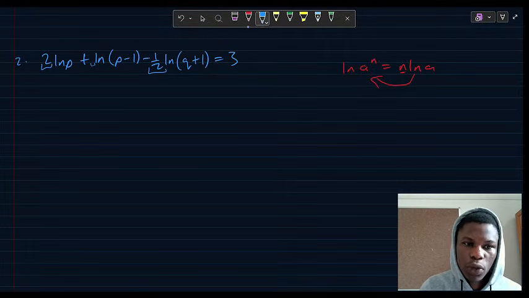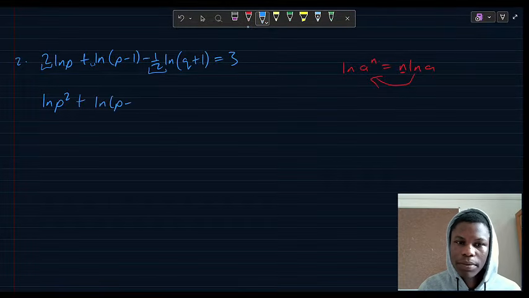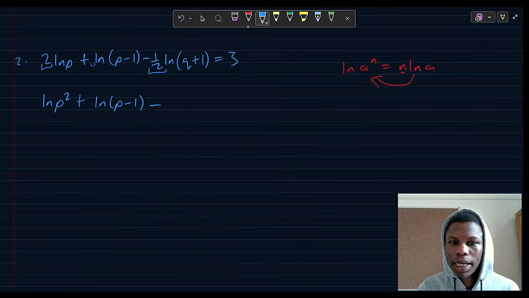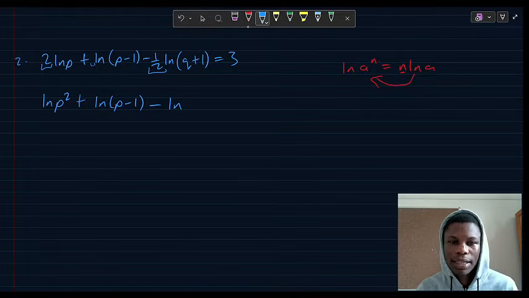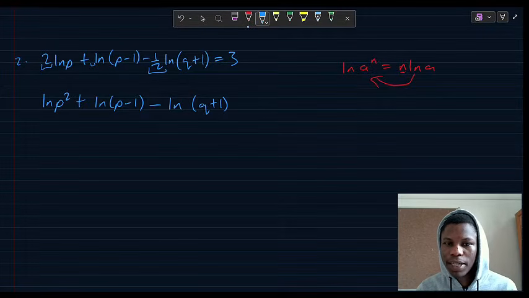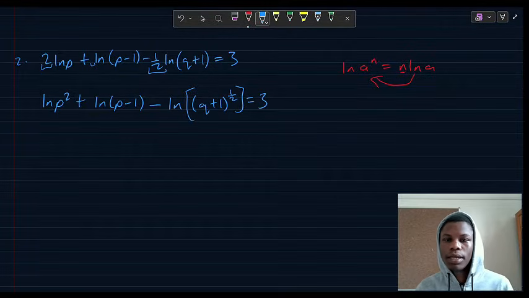So we'll do that for 2 ln p, it becomes ln p squared, plus the second term is fine, ln(p minus 1), minus, I want to take the half up, so ln, alternatively you could also take the half up with the negative sign. It's just really a matter of preference. I'll keep the negative sign down. We take the half up, and this is all equal to 3.